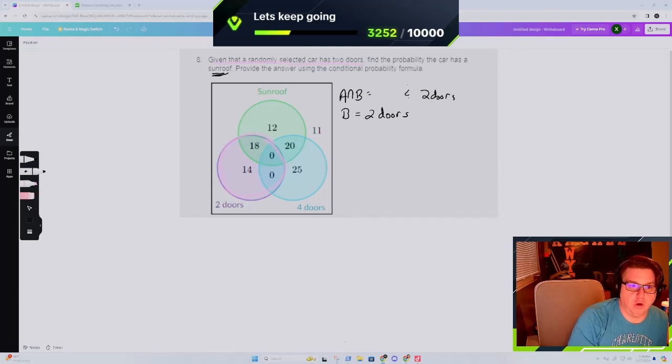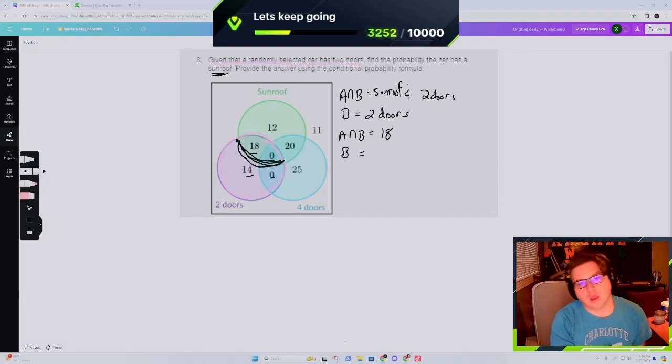Now, I could circle all of sunroof, but I only care about what is in the pink circle because the pink circle is our condition. And we have an 18 and we have a 0. So if I put those together, I guess I should write sunroof and 2 doors. So I have A and B, when we put them together, becomes 18. 18 of these cars have sunroofs and 2 doors. But our total number of 2-door cars is 18, 0, 0, and 14.